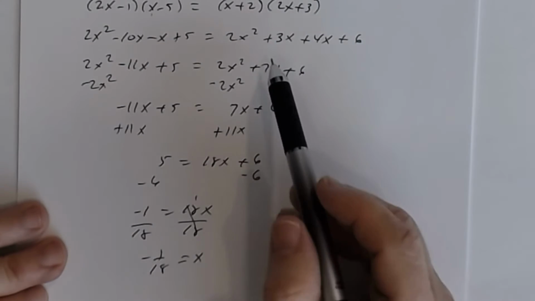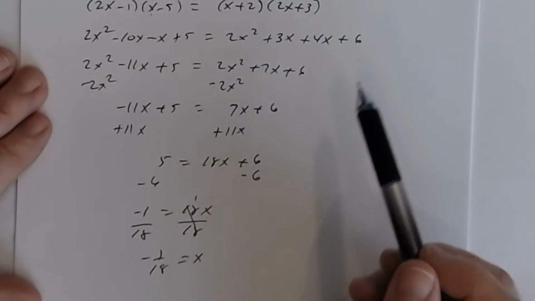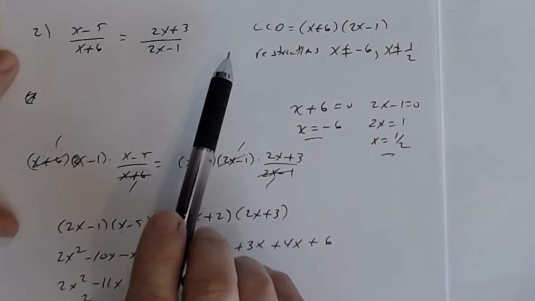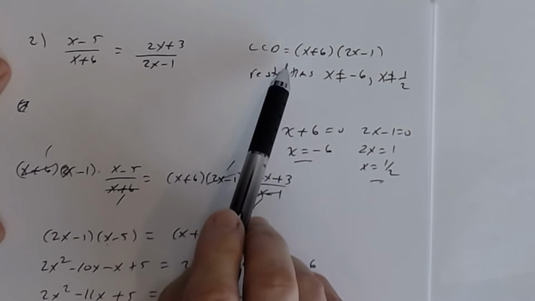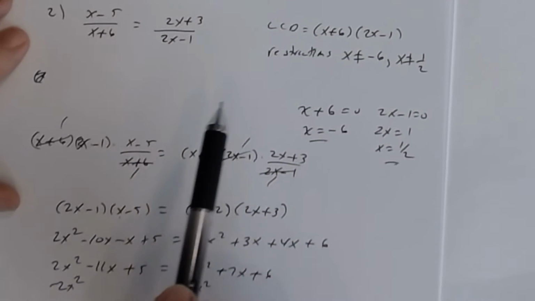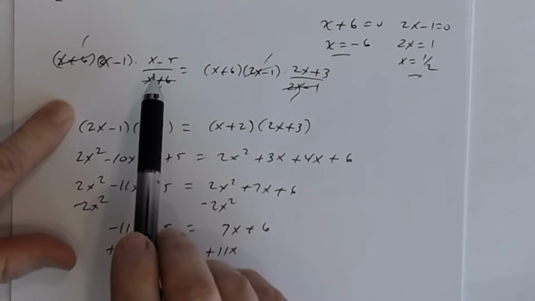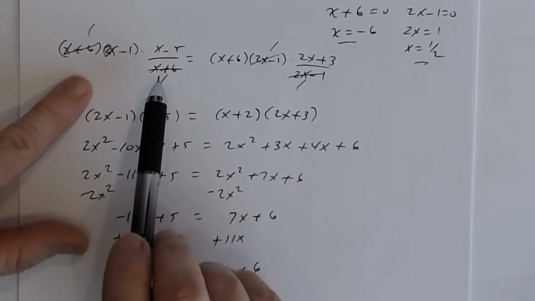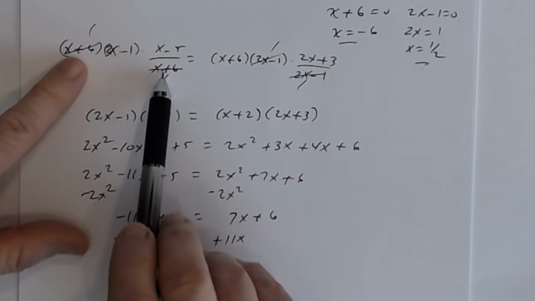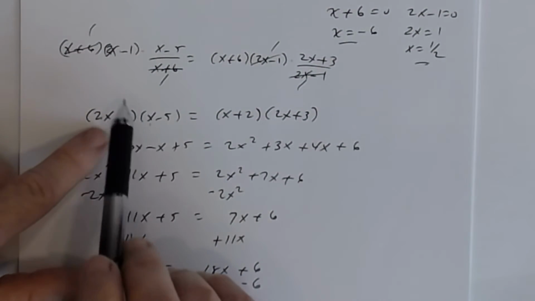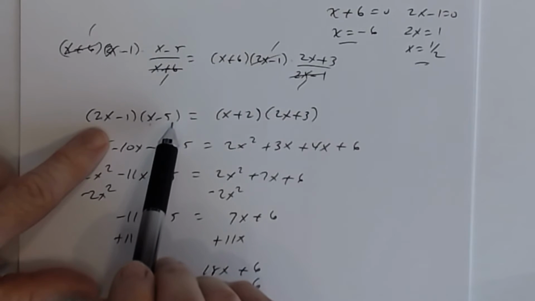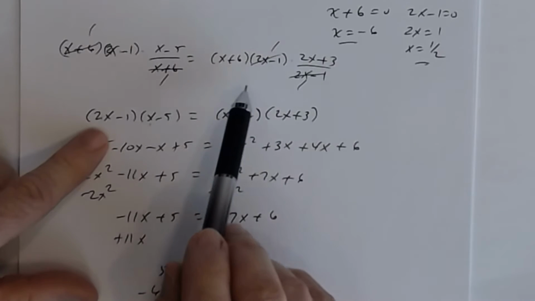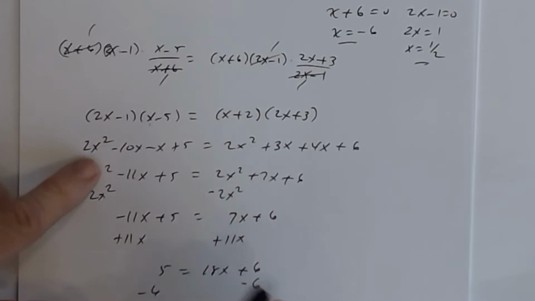All right, now let me make sure. Always go back and verify you didn't make a mistake. Again, the first thing you do is find the least common denominator, which is x plus 6 times 2x minus 1. Multiply both sides by the least common denominator. Then you reduce. So you have 2x minus 1 times x minus 5, and over here, the 2x minus 1 is divided out, so you have x plus 6 times 2x plus 3.